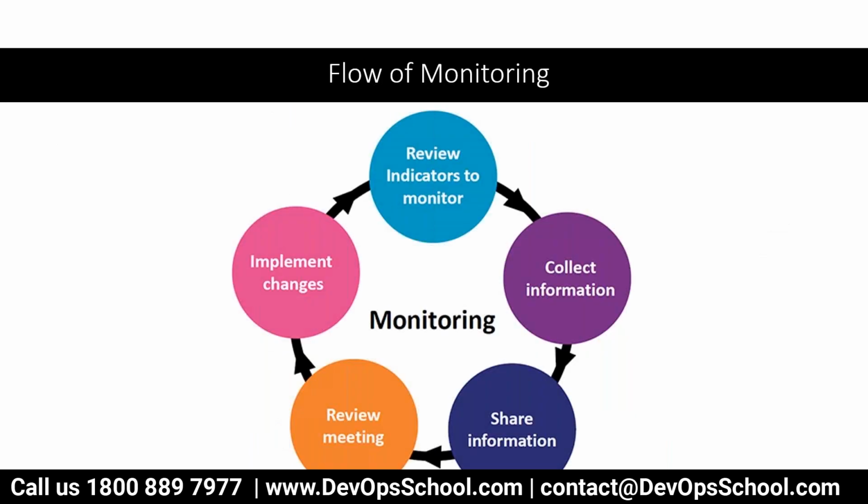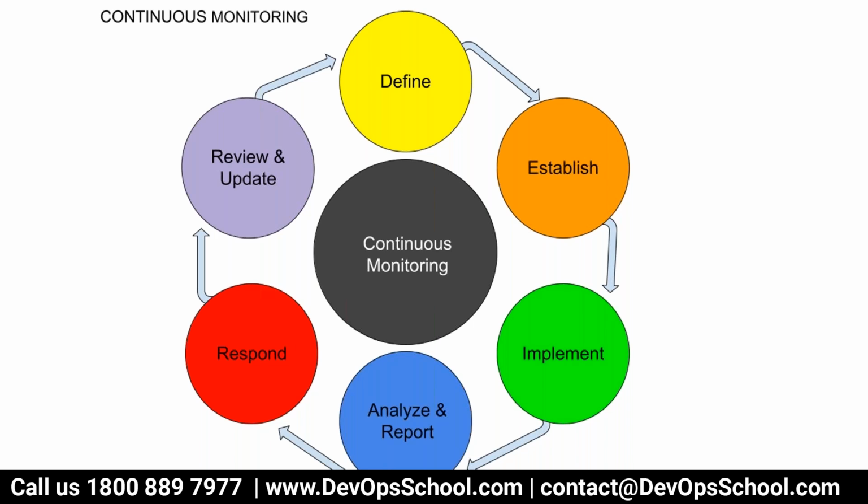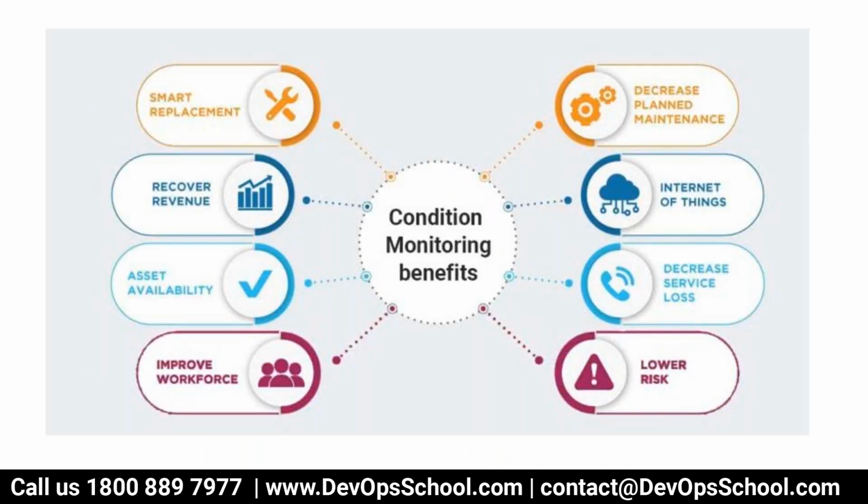Now if you want to set up monitoring, what is the flow for it? You have to collect the information, share the information, review in meetings, implement changes, review indicators to monitoring. And nowadays we also have one process called continuous monitoring, in which you define what you want to monitor continuously, establish, implement, analyze and report, respond, review and update. So these are the things we have been doing for so many years.